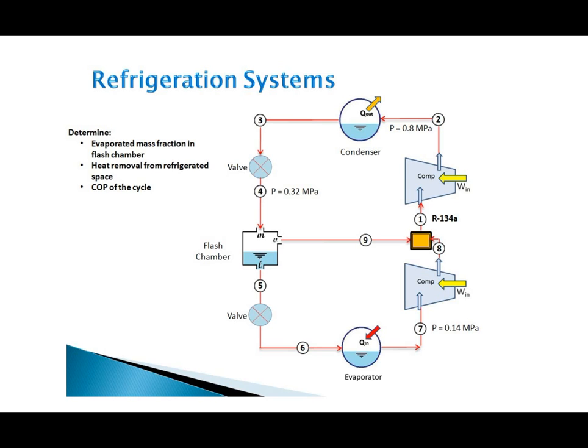The vapor is extracted from the chamber, is mixed with the refrigerant leaving the low pressure compressor, and then the combined flow is compressed in the high pressure compressor to the condenser pressure. The liquid leaving the flash chamber is throttled to the evaporator pressure. Assuming the refrigerant leaving the evaporator is a saturated vapor and no losses in the compressors and connecting pipes, we want to determine per unit mass of the refrigerant, the mass fraction of the vapor leaving the flash chamber, the amount of heat removed from the refrigerated space, the compressor work, and the coefficient of performance of the cycle.